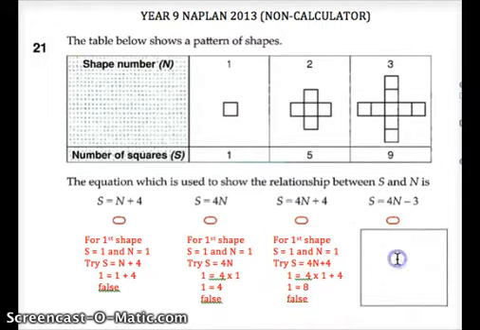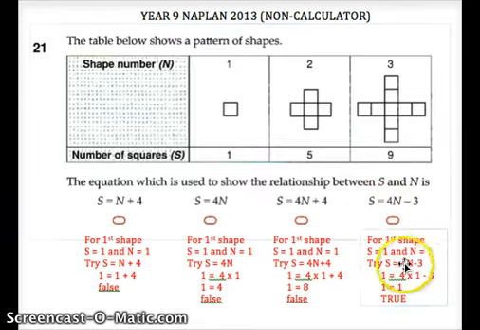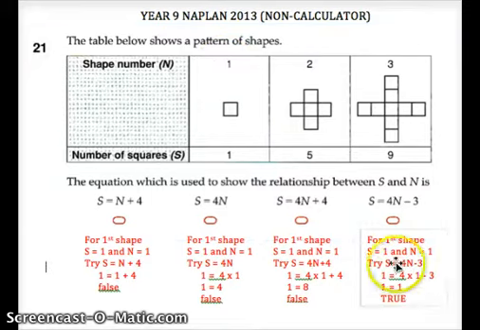So it's got to be this last one, and we'll just check it. S equals 4n minus 3. For the first shape, we've got that n is 1 and S is 1. So let's substitute those into the formula. S is 1 and n is 1. So we go 1 equals 4 times 1 minus 3. Now 4 times 1 is 4. Take away 3 is 1. So does 1 equal 1? Yes, it does. So this formula here is the correct formula, because this statement here is true.